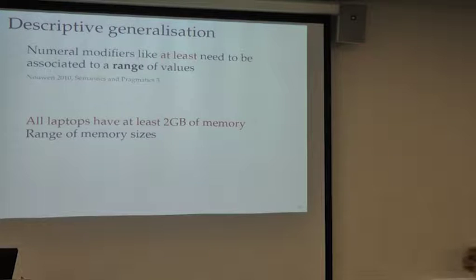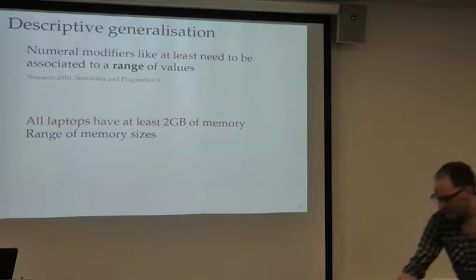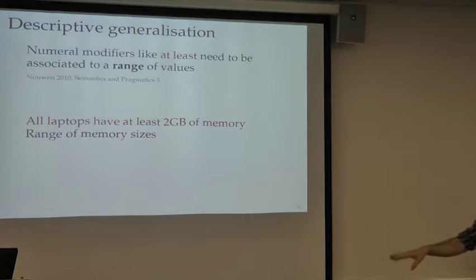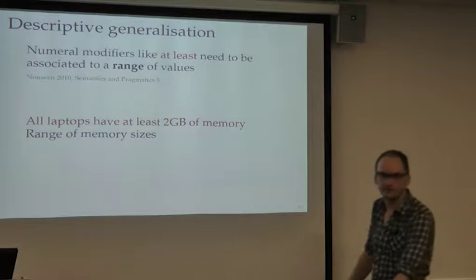If you have a quantifier, like all laptops have at least 2 gigabytes of memory, it's actually the quantifier that gives you the range, right? So what happens is you simply line up all the laptops, you look at all the different amounts of memory that these laptops have, and then you conclude that the lowest is 2 gigabytes, but there's other stuff as well. Yeah, so there the range is really due to a range of laptops.